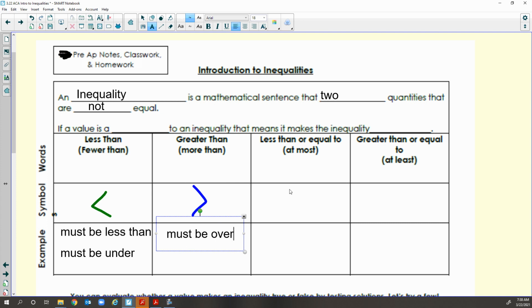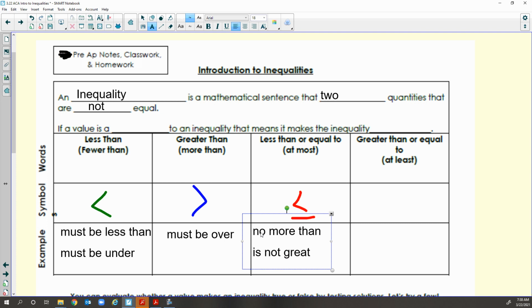The next thing is less than or equal to. That symbol looks a little different. It is still the same less than symbol, but we put the little line underneath it that symbolizes is also equal to. We can recognize this in word problems when we see things like no more than, is not greater than, or at most.